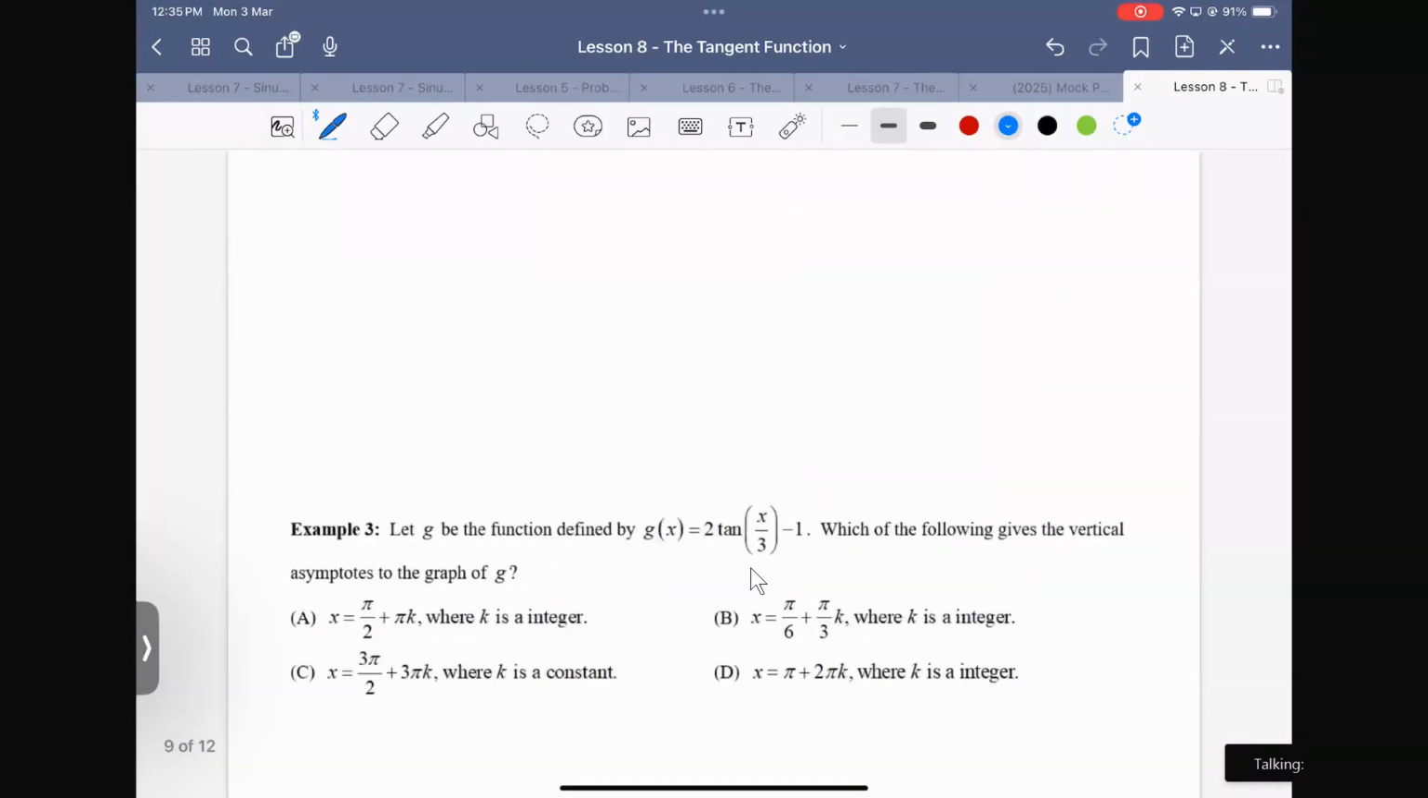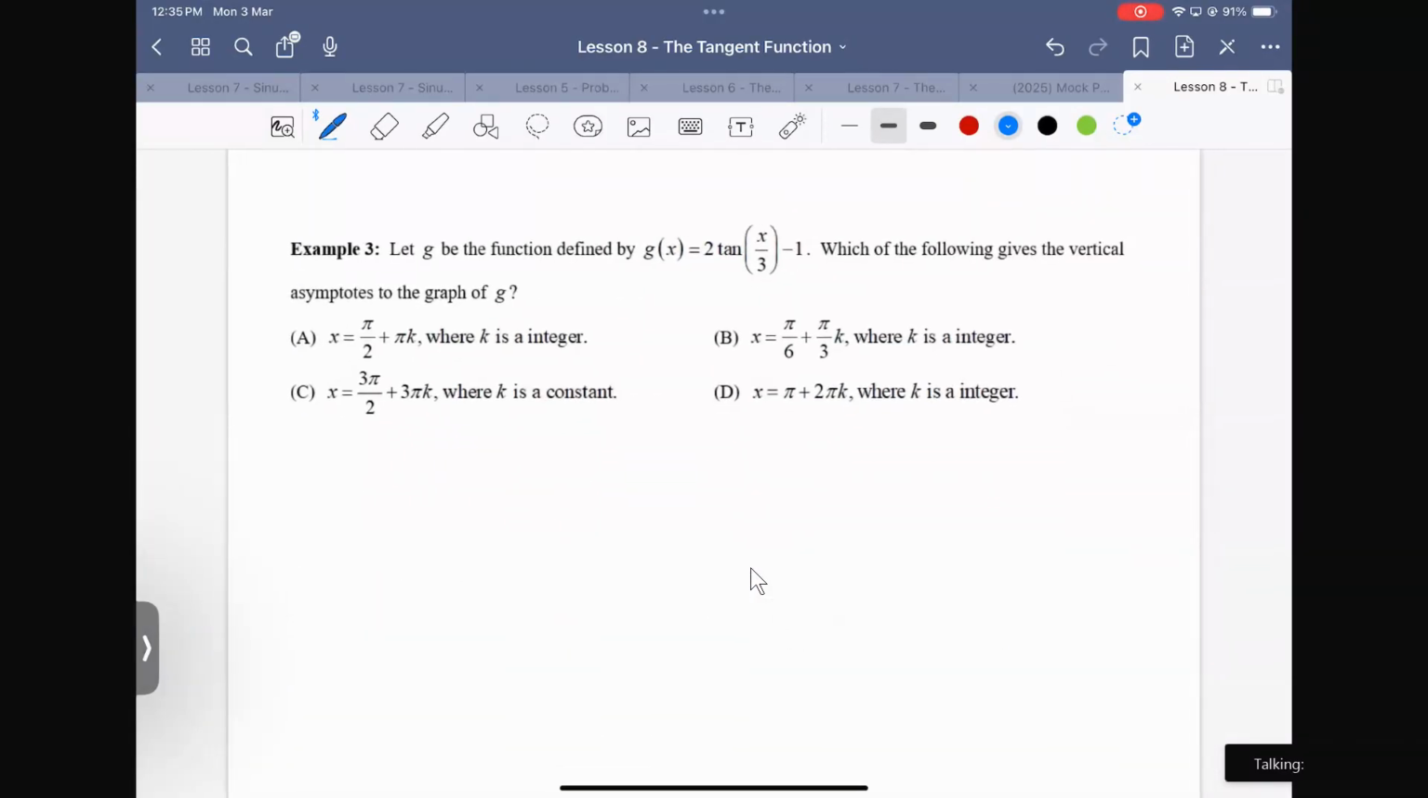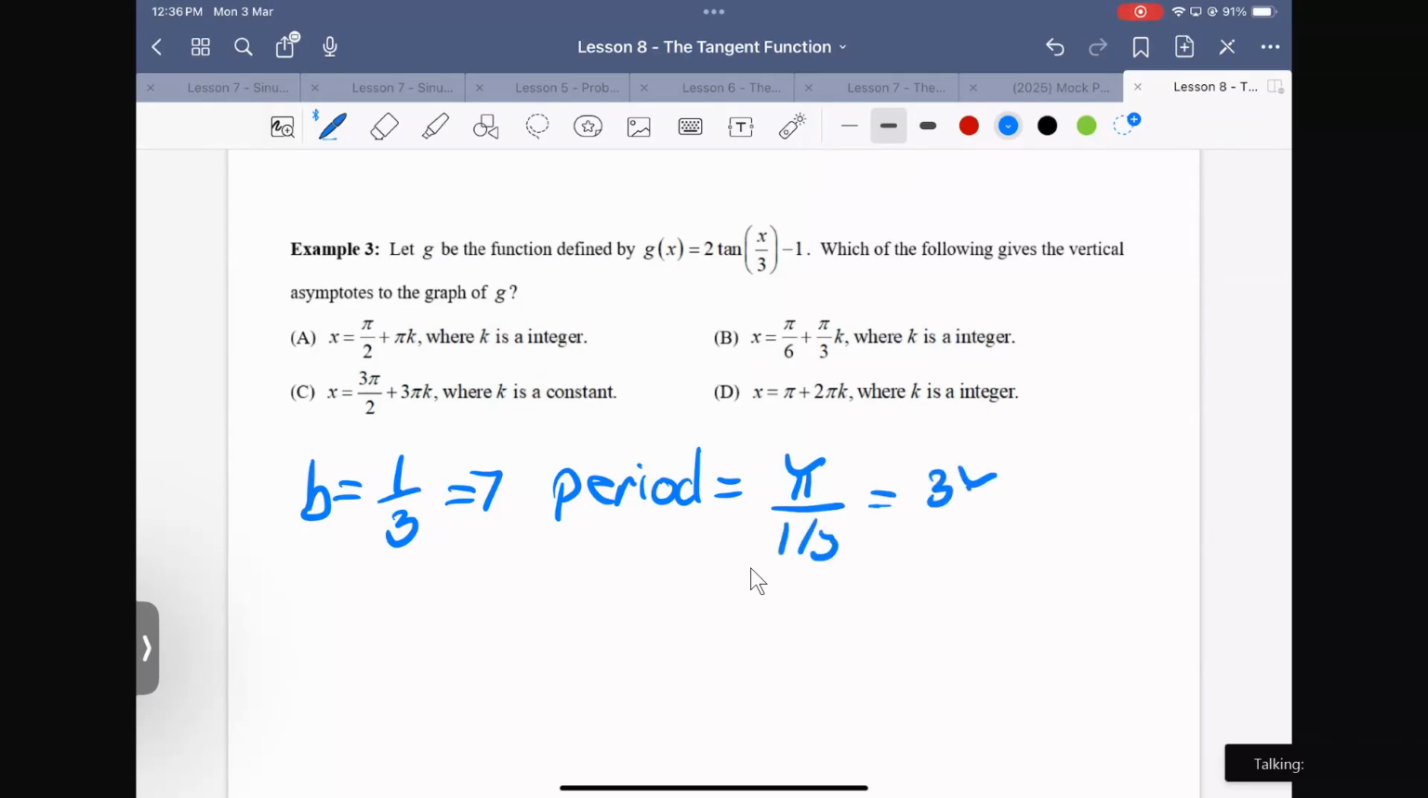So here in this question, we are told that b is equal to 1 over 3. What's the period going to be? Is the period going to be 3 or is it going to be 3 pi? So we have pi over 1/3, which gives 3 pi. This is our period.